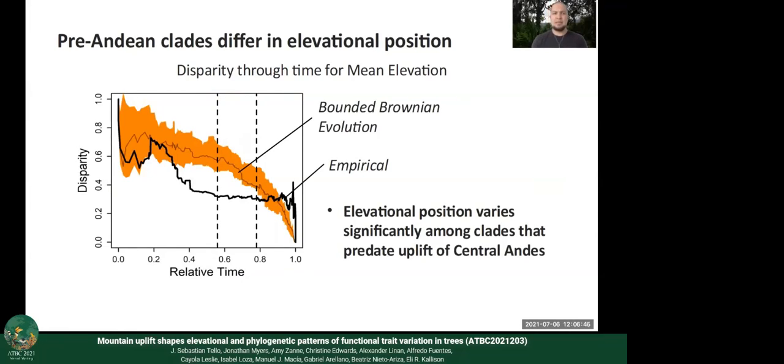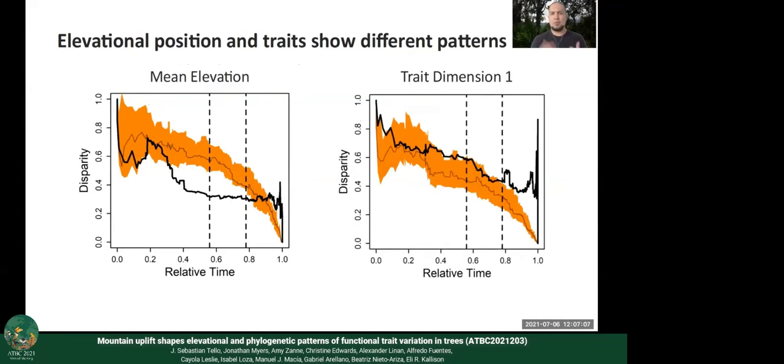And when we do this, we see that a lot of the clades that predate the uplift of the Andes, marked by this line here, show less variation within clades than you would expect given this null model, suggesting that clades have constrained elevational distributions. However, when we contrast this with what we see for trait dimensions, here represented by trait dimension one, it's very different. For trait dimensions, we see that most of the variation happens within clades, and that is consistent across the evolution of the clade, suggesting the opposite pattern.